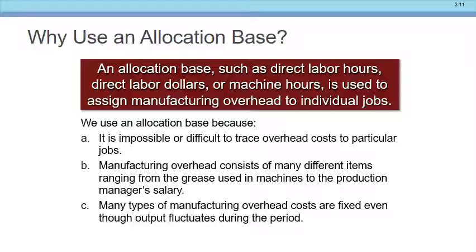Okay, now in this class, we're not going to be sitting there saying you've got to figure out what the driver is. We'll always give you the driver, but in a practical case, you'd have to know what is driving your overhead most, and that is what you would use to choose your application base. For example, if most of the cost in our overhead account was, say, electricity, our utility, because we are using a lot of machinery to produce our product, then we would use what? Maybe machine hours to allocate our overhead.